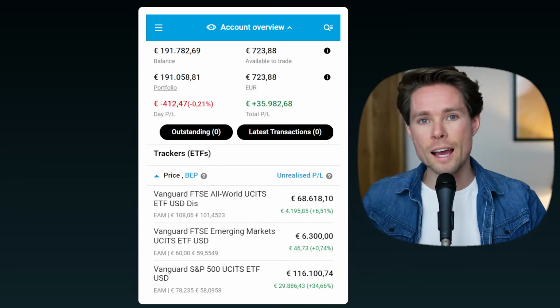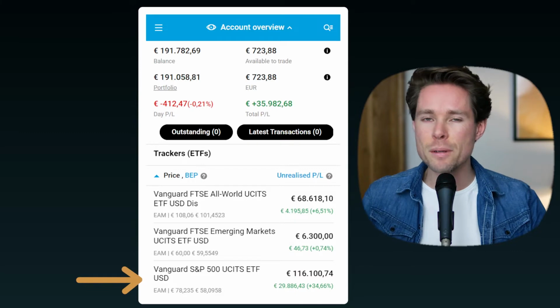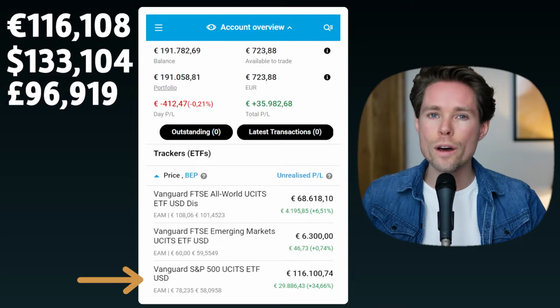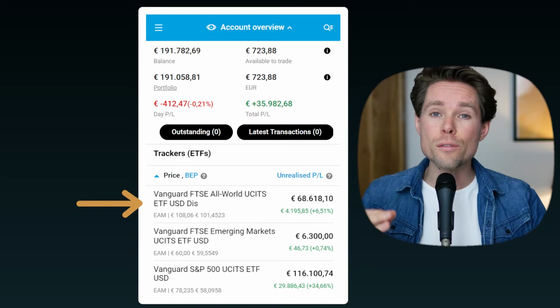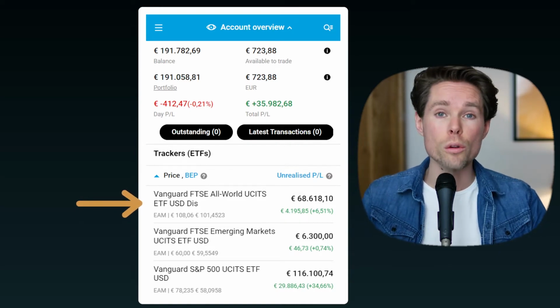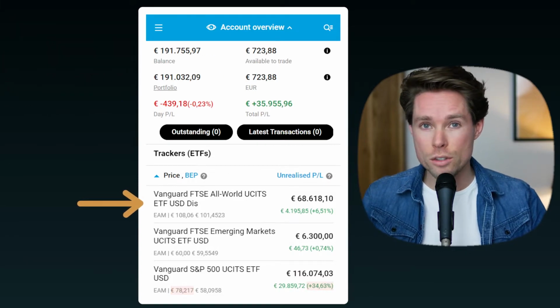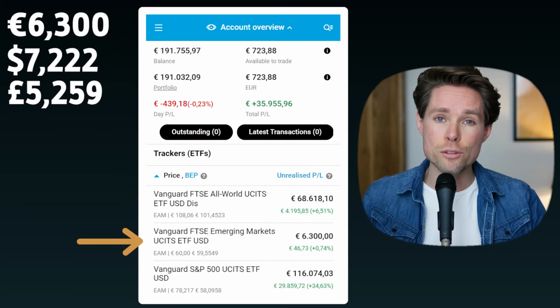That being said, let me first show you my main account, my regular account. In this account, I have three different ETFs. I have 1,484 shares of the Vanguard S&P 500 ETF of a total value of 116,108 euros. I have 635 shares of the Vanguard All World ETF of a total value of 68,618 euros. And lastly, I have 105 shares of the Vanguard Emerging Markets ETF of a total value of 6,300 euros.